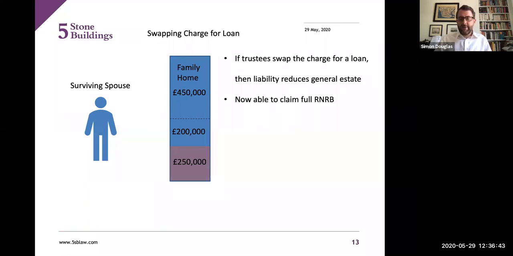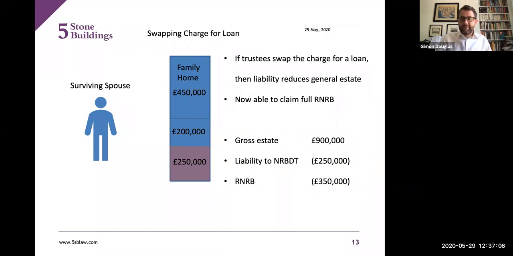And if we look at how the IHT calculations pan out now, again, the gross value of the estate is £900,000. It's reduced by the liability to the nil rate band discretionary trust by £250,000. So the net estate, subject to IHT, is worth £650,000. You claim the full residence nil rate band of £350,000, and then you don't need to claim the entire nil rate band, you can just claim the remaining £300,000 as part of your nil rate band allowance, and that takes the estate entirely out of the IHT regime.